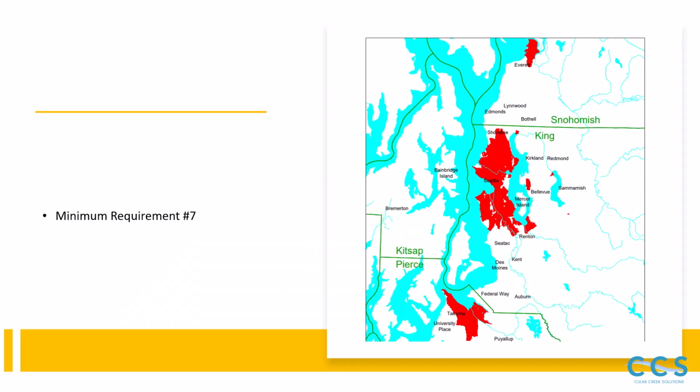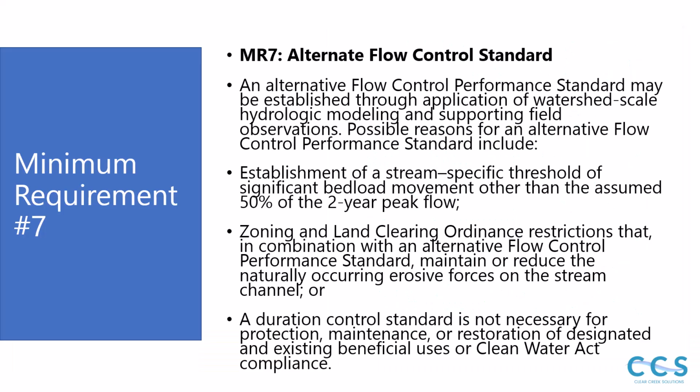And so these are some of the basin areas outlined. You can view them in the manual. Then there's an alternate flow control standard. An alternate flow control performance standard may be established through application of watershed scale hydrologic modeling and supporting field observations.